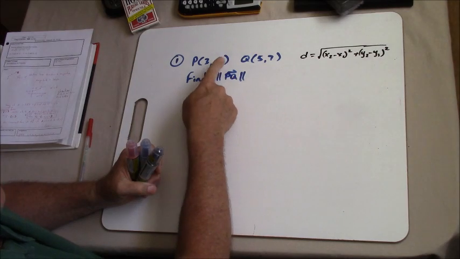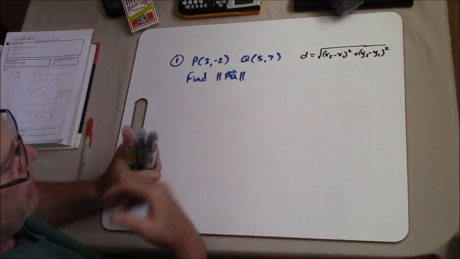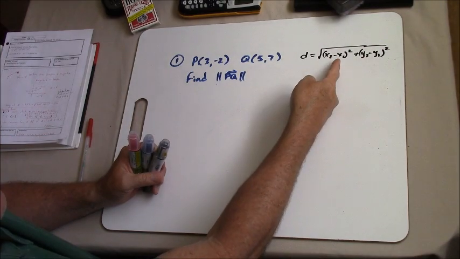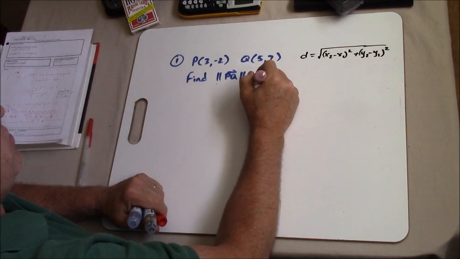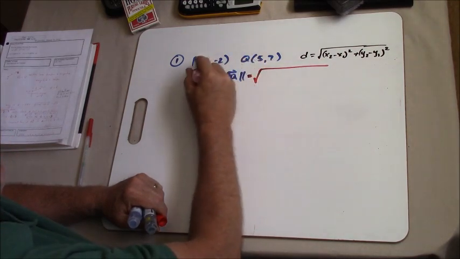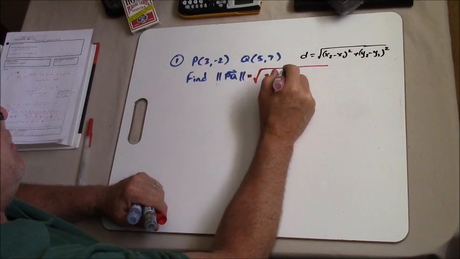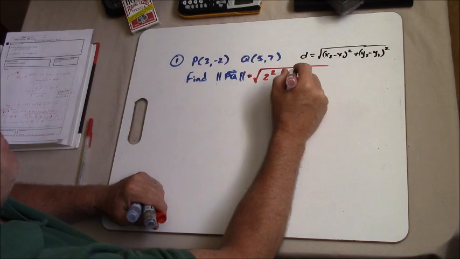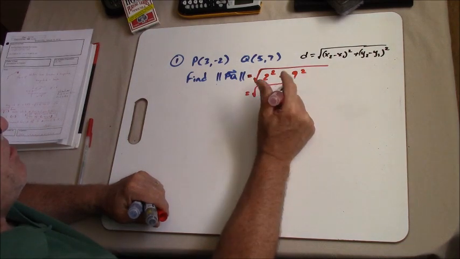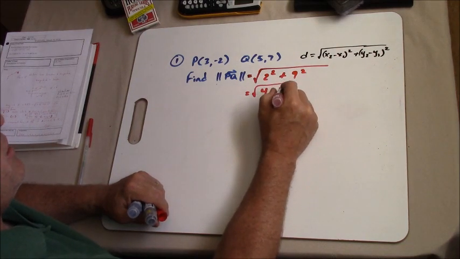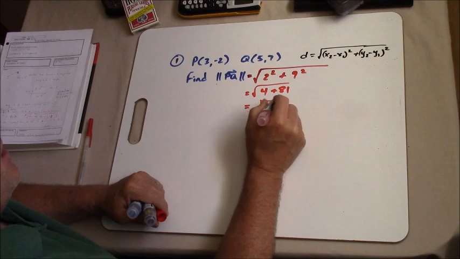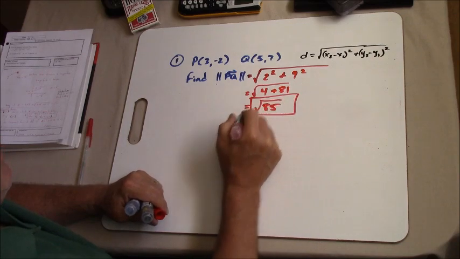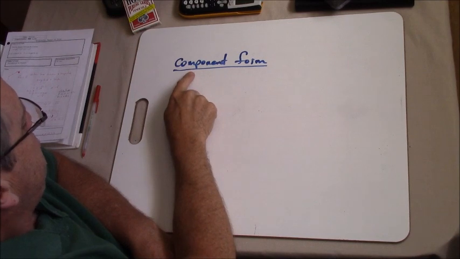I always like pictures. I think seeing it makes it a little bit easier, so it makes sense to me if someone uses that. But this is quicker, and so that makes sense as well. So the magnitude of this is going to be the square root of 5 minus 3, that's 2 squared, plus 7 minus a negative 2, that's 9 squared. So I'm going to get the square root of 4 plus 81, which equals the square root of 85. There's my magnitude.